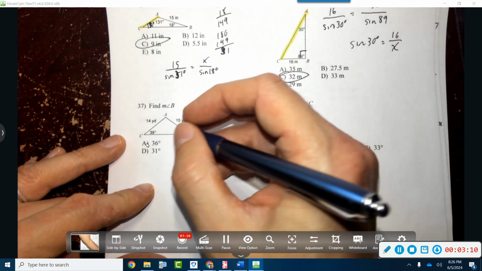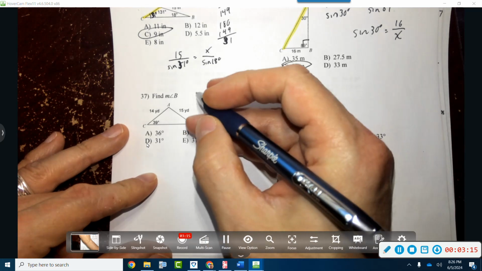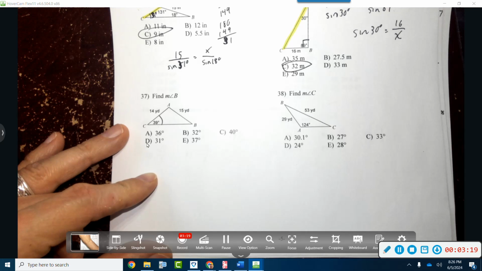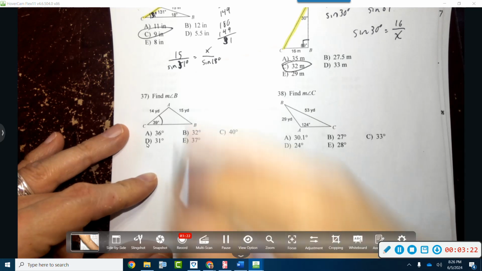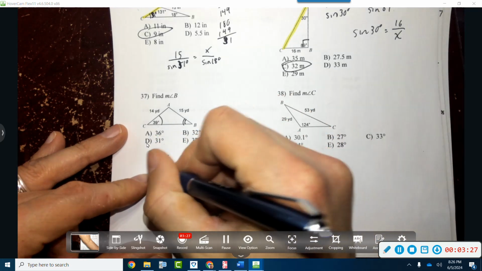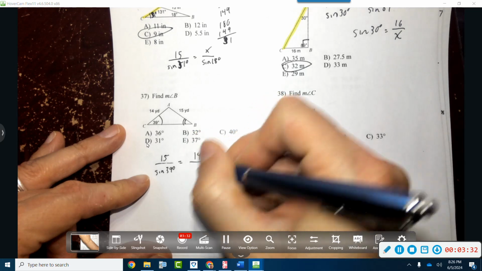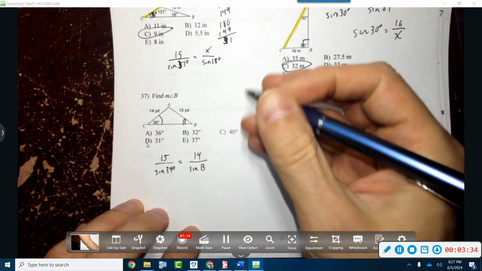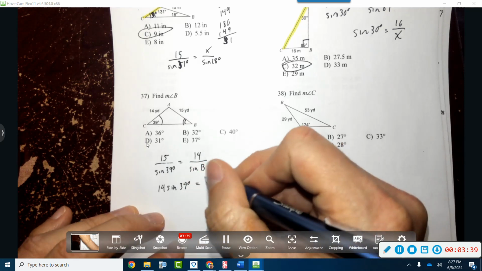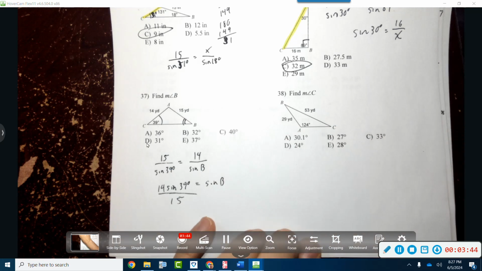Okay, so let's go ahead and do, let's see, this guy here. Trying to find this guy. Okay. So 15 is to the sine of 39 as 14 is to the sine of b. All right. So 14 sine 39 degrees equals 15 sine b. So we're going to put that over 15. Okay, now let's see what we get here.